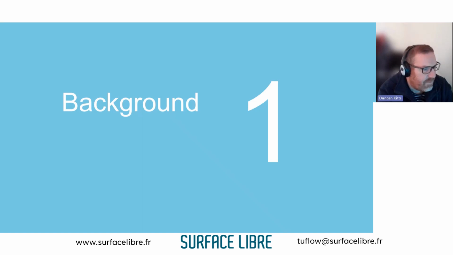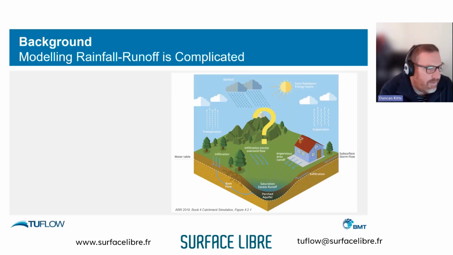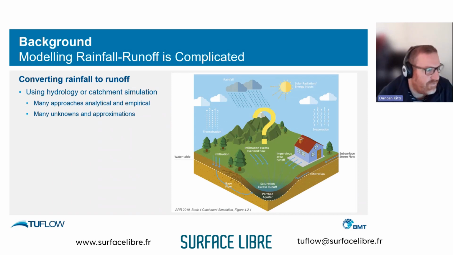So as I said, we'll start with some background. Modeling rainfall runoff is pretty complicated. There's a lot of processes going on here. And in the past, what we've done is used hydrology models to convert that rainfall to runoff. So there's many approaches that exist. Usually they're pretty regional. In the UK, we have one approach. In different parts of France, there might be different approaches. In Australia, they'll use a completely different approach as well.